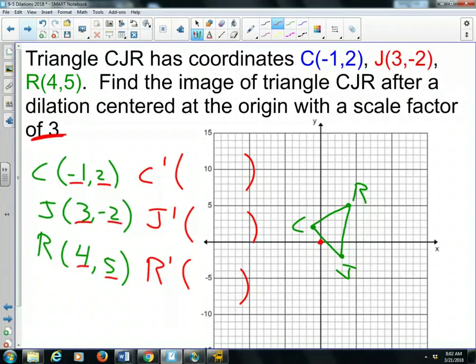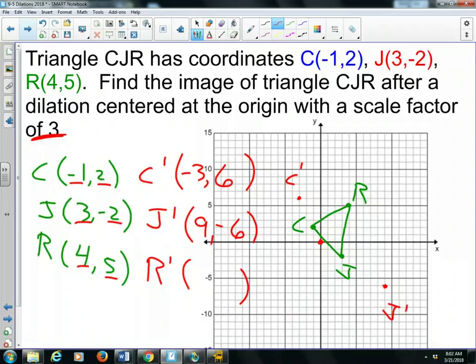So each of these points, I'm going to multiply all of them by 3. -1 times 3 is -3. 2 times 3 is 6. So C prime is at left 3, up 6. Right there is C prime. J prime, 3 times 3 is 9. -2 times 3 is -6. So J prime is at right 9, down 6. Right there.